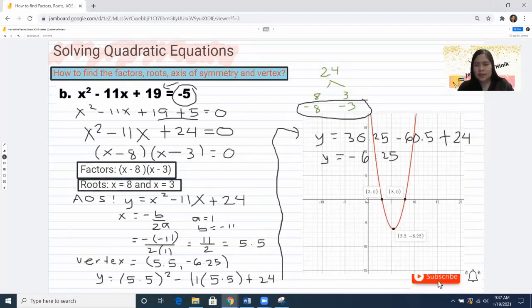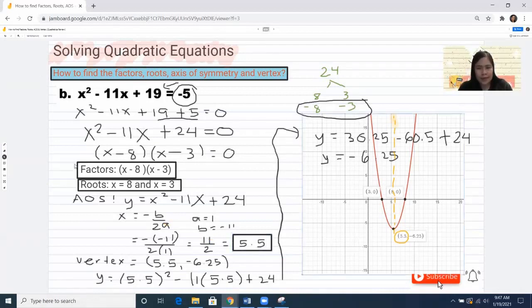The axis of symmetry. Okay, let me just highlight the axis of symmetry also. The axis of symmetry will draw a vertical line that bisects the parabola into two symmetrical figures, in which it passes through 5.5 on the x-axis, or this one. So we got it right also. Let me highlight this one. So we got the axis of symmetry right.